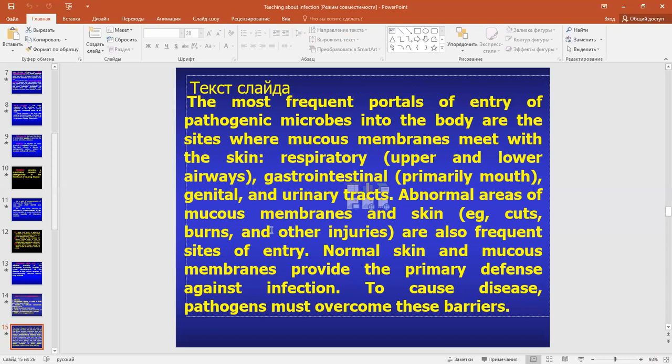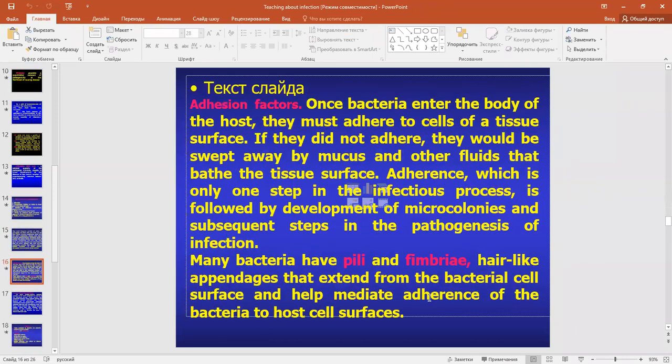So abnormal areas of mucous membranes and skin, cuts, burns, and other injuries are also frequent sites of entry. If skin is damaged, of course, it is easier for microbes to go inside. Normal skin and mucous membranes provide the primary defense against infection, and to cause diseases, pathogens must overcome these barriers.